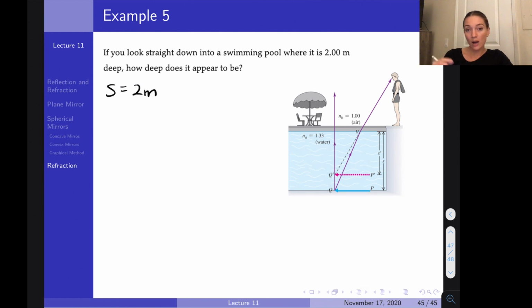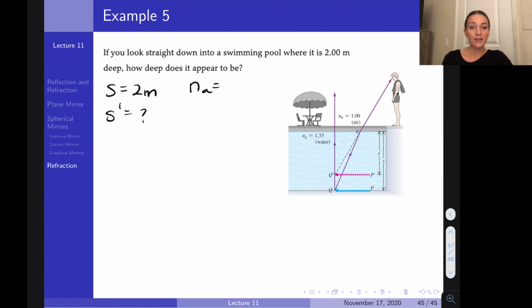Our image is like, how close does that image on the bottom of the pool look? So that's going to be the image distance is what we're looking for, right? So some imaginary image at the bottom of the pool is how far away. And then our NA, we have to be careful here because you might think that NA is 1 and NB is the index of refraction for water, but that's actually not true because our object that we're looking at is the bottom of the pool, right? So it's this line PQ on the bottom of the pool. So that's where our object is. That's where our light rays are really emanating from.